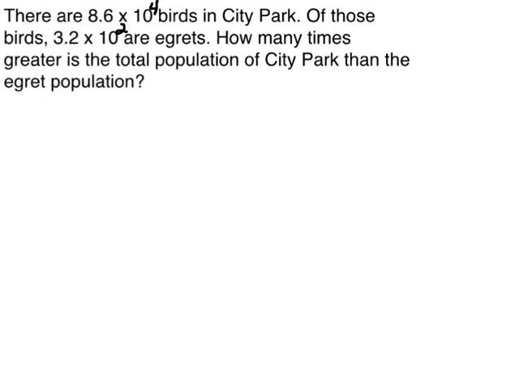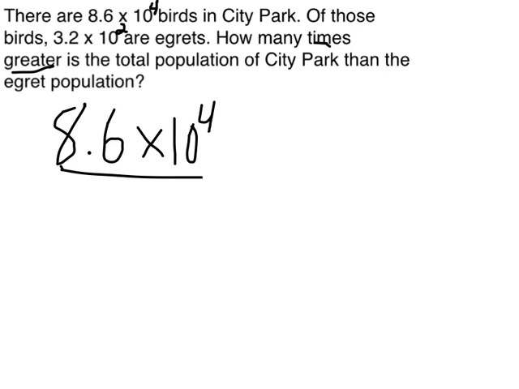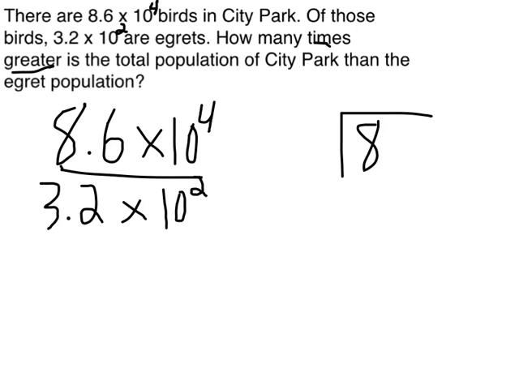Let's look at one. There are 8.6 times 10 to the 4th birds in City Park. Of those birds, 3.2 times 10 to the 2nd are egrets. How many times greater is the total population of City Park than the egret population? Well, again, how many times greater immediately tells me I'm going to divide here. So the large number goes on top: 8.6 times 10 to the 4th, divided by 3.2 times 10 squared.